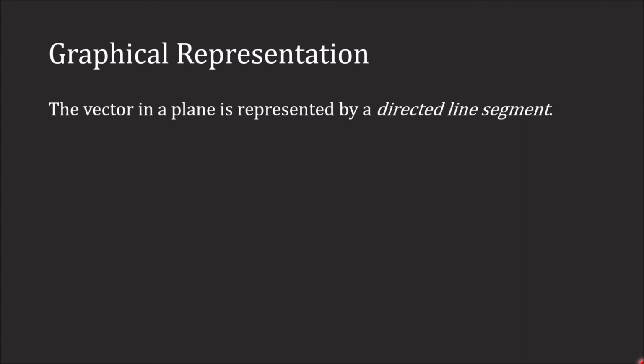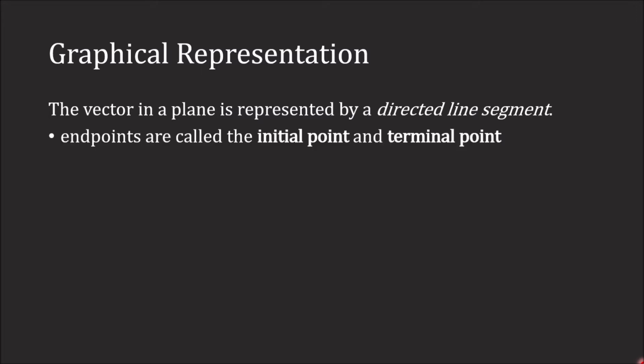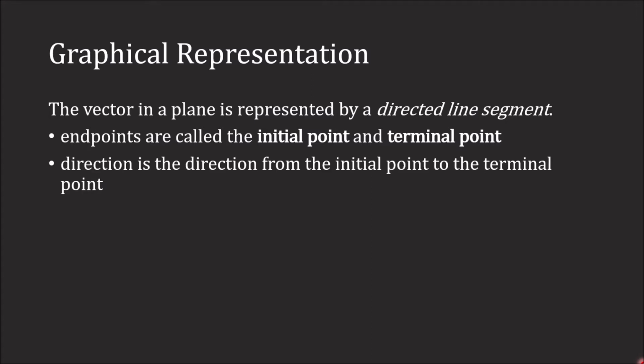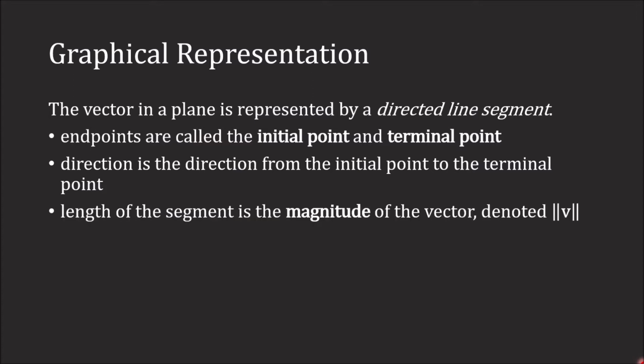Graphically, the vector in a plane is represented by a directed line segment. So a vector in a plane is simply a two-dimensional vector. The endpoints are called the initial point and the terminal point. The direction of the vector is the direction from the initial point to the terminal point. The length of this directed line segment is called the magnitude of the vector, and is denoted like this. So it's essentially a double absolute value.